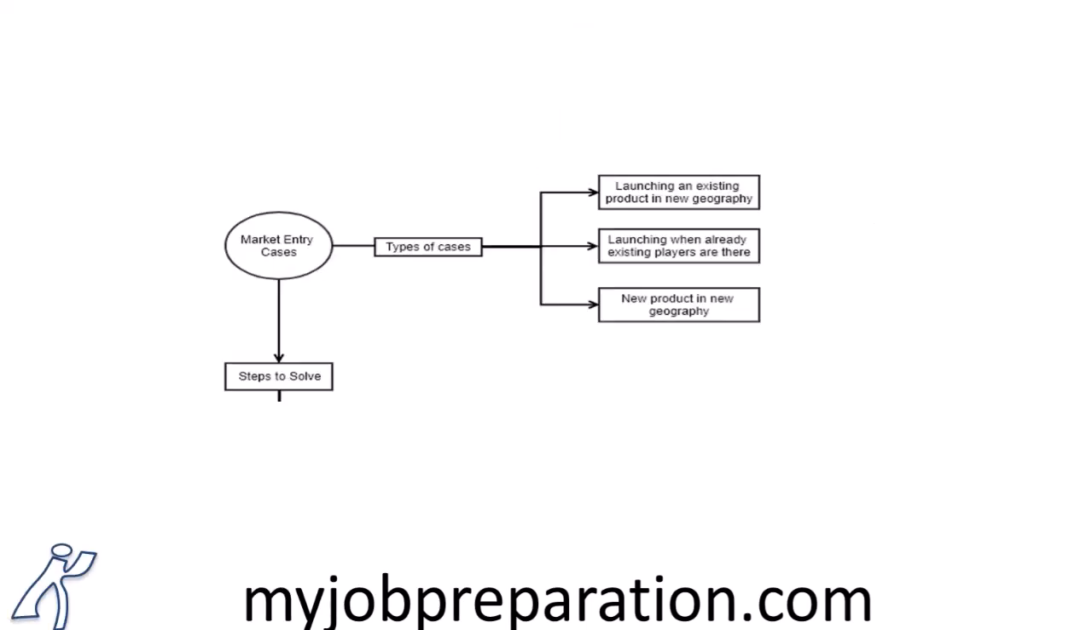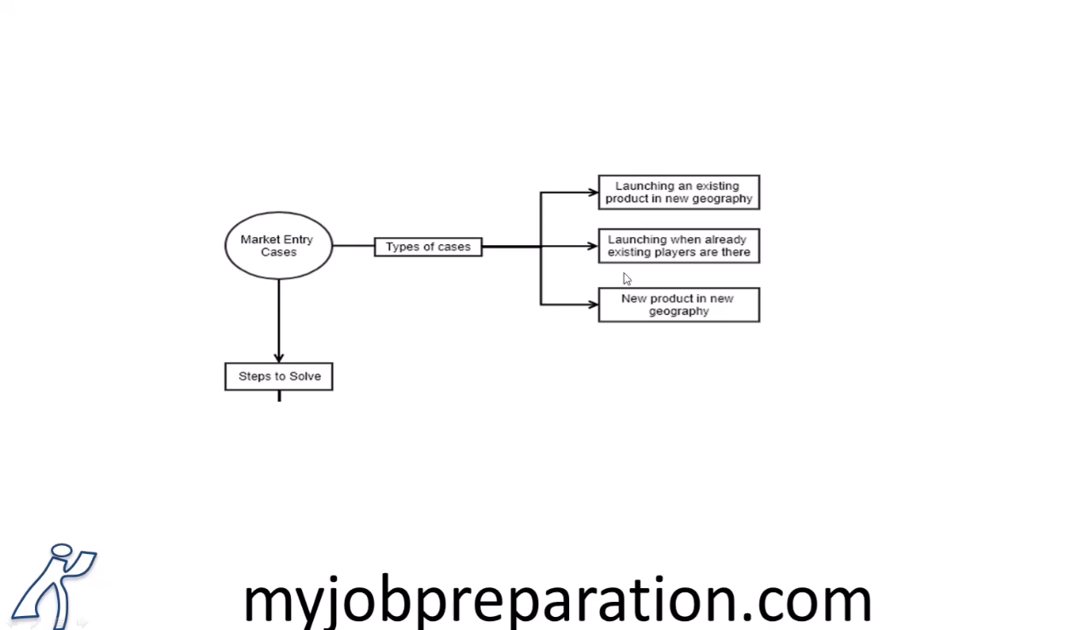When we start with market entry cases, generally there are three types of cases. The first one is where we might be launching an existing product in a new geography. This is the case when the company already has a product in some area, but they want to launch that product in a new area. And in that new geography, such a product does not exist.